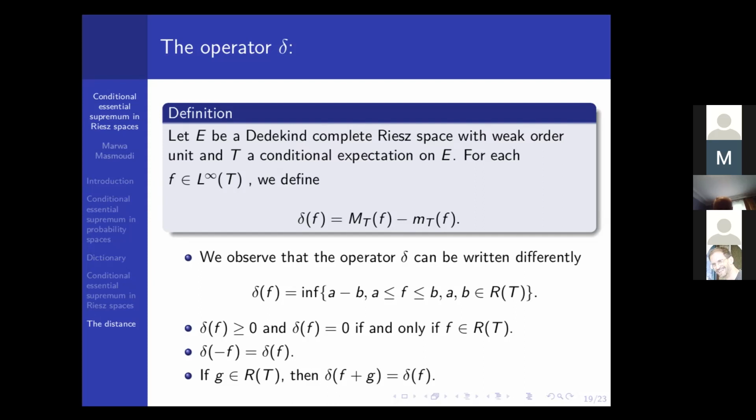So if we take a Dedekind complete Riesz space with weak order unit equipped with a conditional expectation T, then for any f in L infinity of T, delta of f is the conditional supremum of f minus the conditional infimum of f. The operator delta can be written differently in this way. The operator delta is positive. It's null if and only if f belongs to the range of T. Minus f and f have the same delta. Then if G belongs to the range of T, then delta of f plus G equals delta of f.